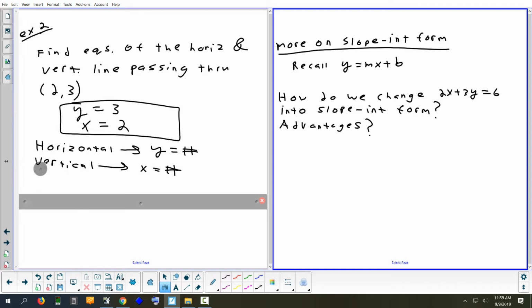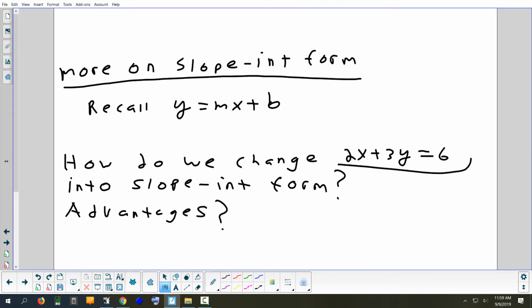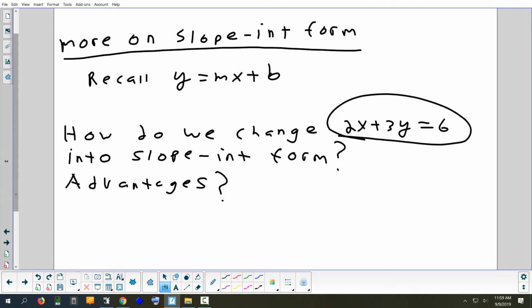Okay, how would you change this to slope-intercept form? In general, you have to do what? Get y by itself, solve for y. And the advantage to getting y by itself, I think it's easier to graph if you're using rise over run. You can't really tell the rise and the run here. But you'd have to solve for y. Any questions on how to get y alone? That'll definitely be on a test.